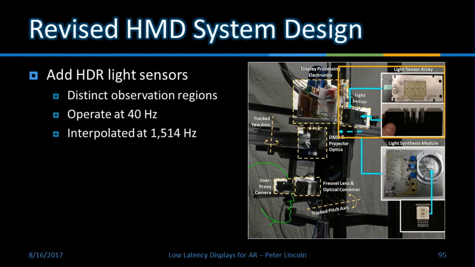These particular sensors only operated at 40 hertz, but we interpolate their data at 1514 hertz. That was limited by how fast the CPU could run controlling them. And in order to interpolate them, we use 5 piecewise linear equations spatially and an error decay function temporally.